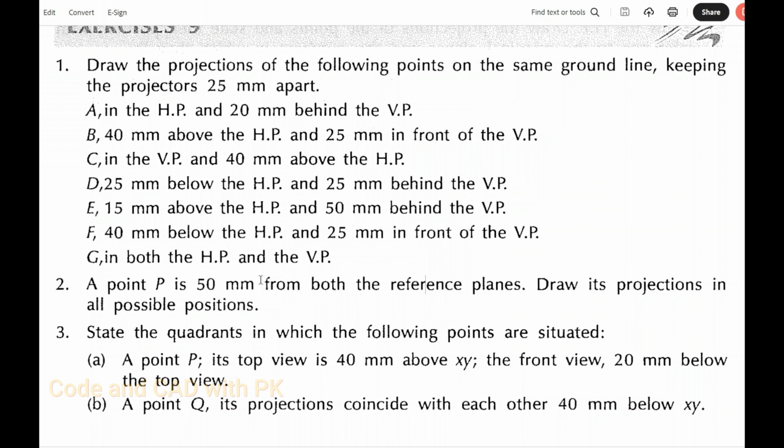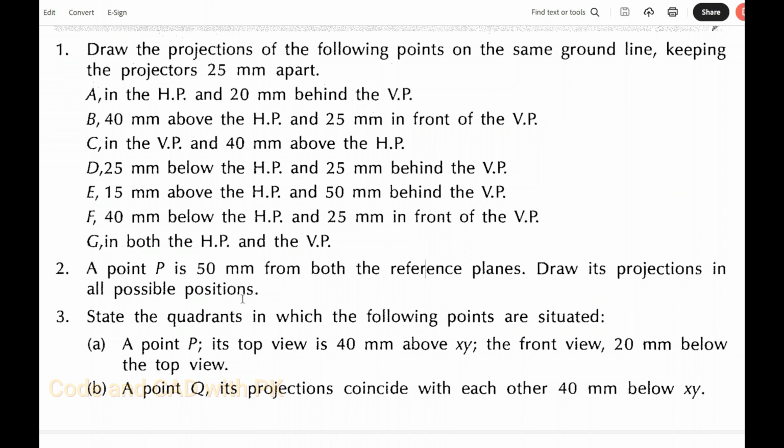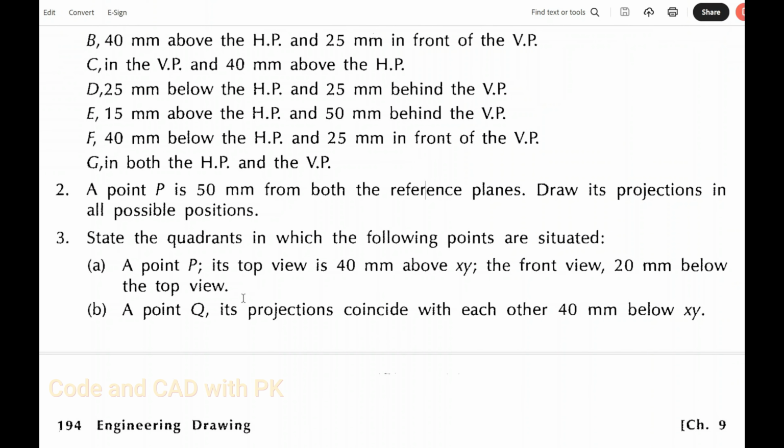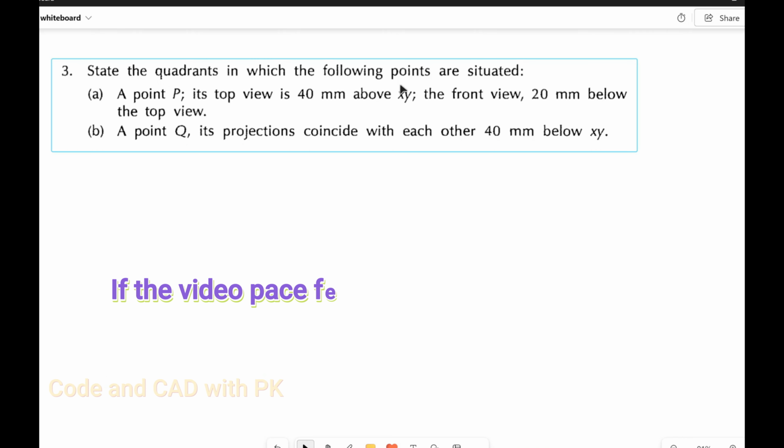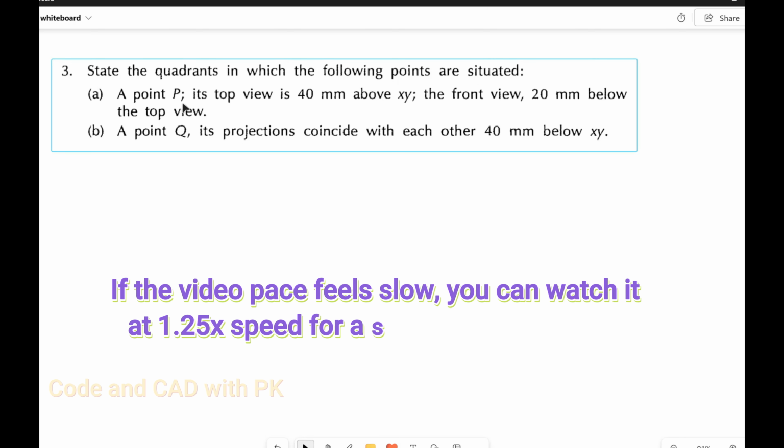In this video, I am going to cover some more problems from the projection of points exercise given in the Andy Bhatt textbook. Third problem I am going to discuss. State the quadrants in which the following points are situated. A point P, its top view is 40 mm above xy, the front view 20 mm below the top view. And second point is a point Q, its projections coincide with each other 40 mm below xy.